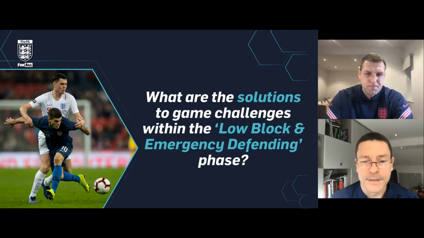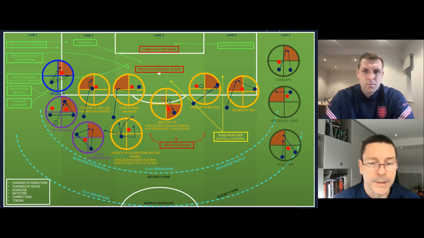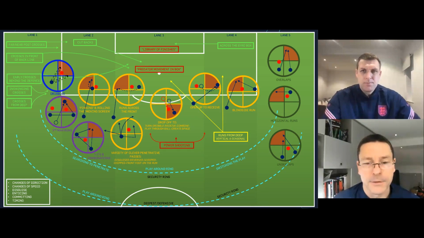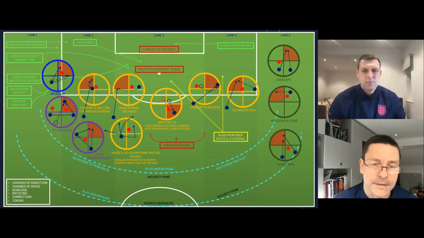The solutions. What are the solutions to game challenges within the low block emergency defending phase? These really would be what we've shown, looking towards the goal. These are the general, common movements that the attackers might make on the right: overlaps, underlaps, horizontal runs to the right-hand side of the box. You know, there's a blind side run. So these are the sort of things that you're trying to read and avoid as a defender.